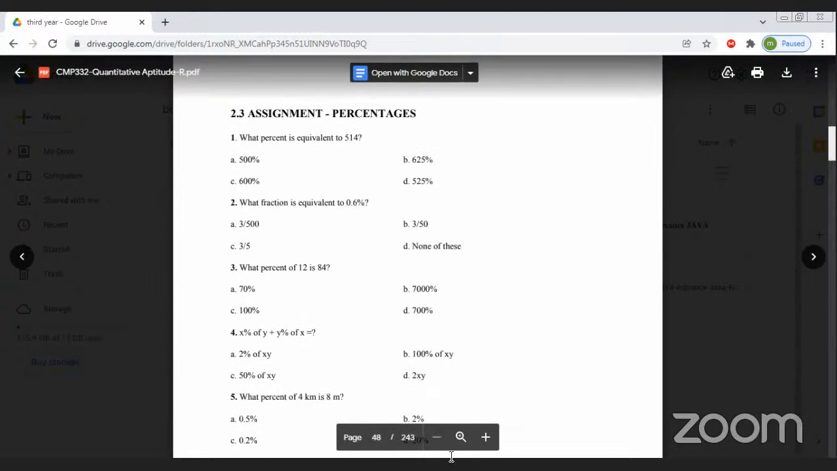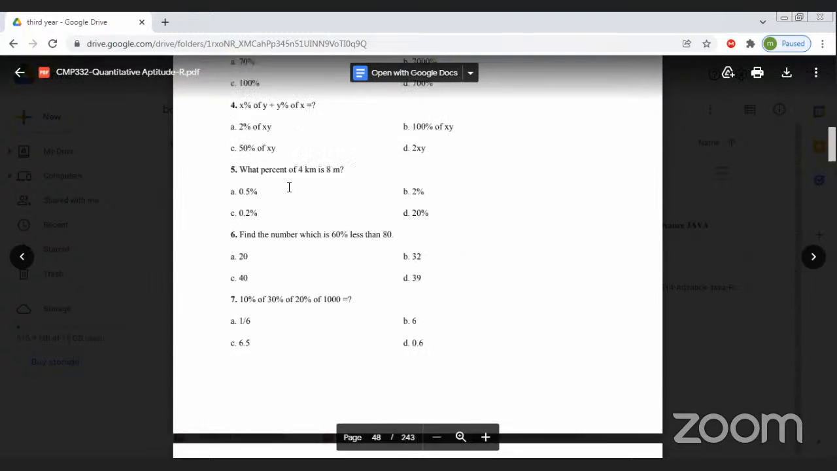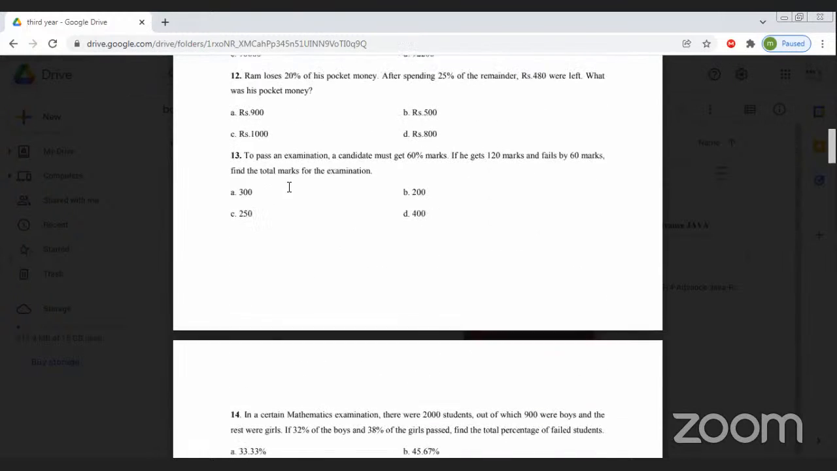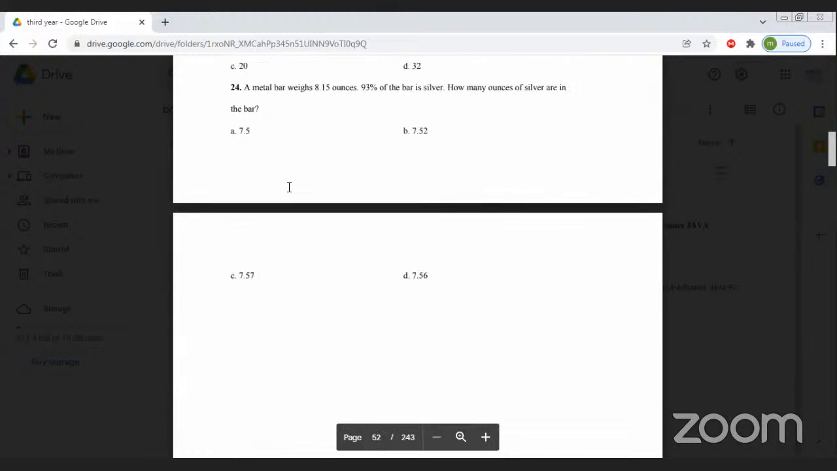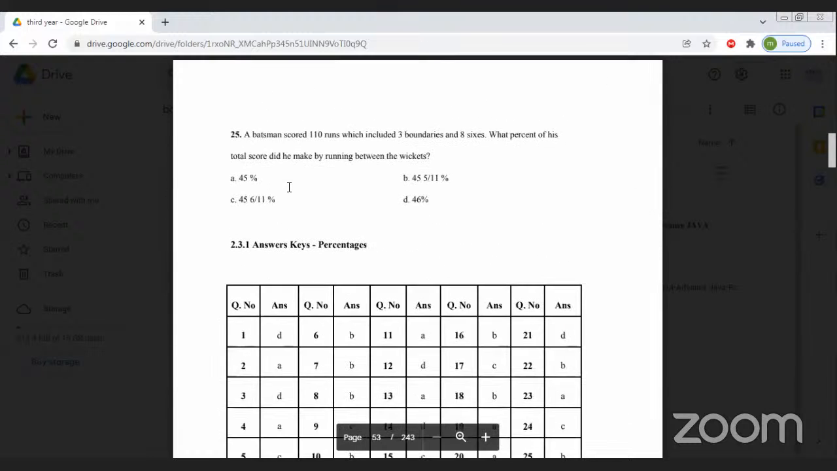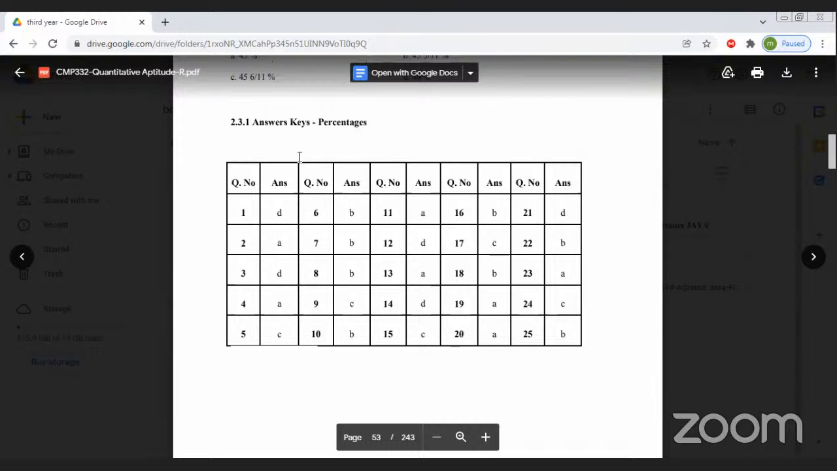Now try to solve the assignment questions for percentages as per the guidelines given through your exams. Below they have the answer keys also.